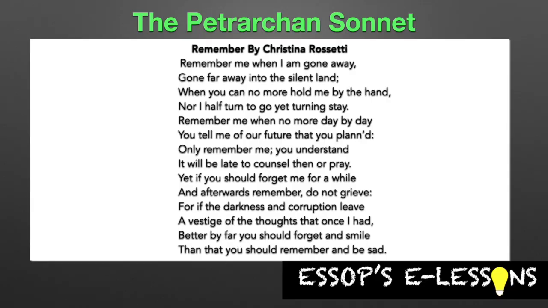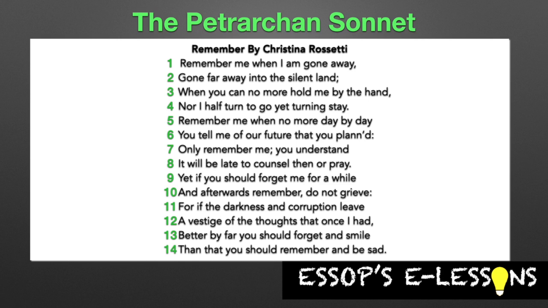Both the Petrarchan and Shakespearean sonnet have a unique structure, so let's look at the Petrarchan sonnet first. We see that it's named after the Italian poet Francesco Petrarca, but many poets have borrowed from his style. The example I'm going to use today is Remember by Christina Rossetti. So firstly, we see that there are 14 lines.